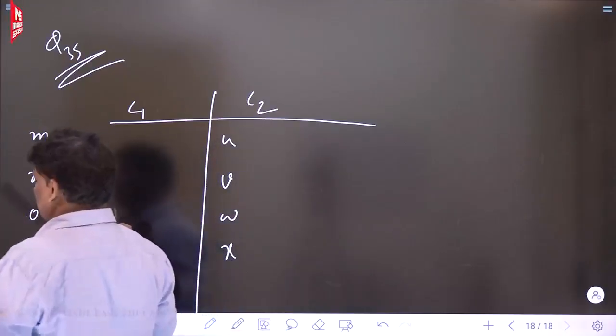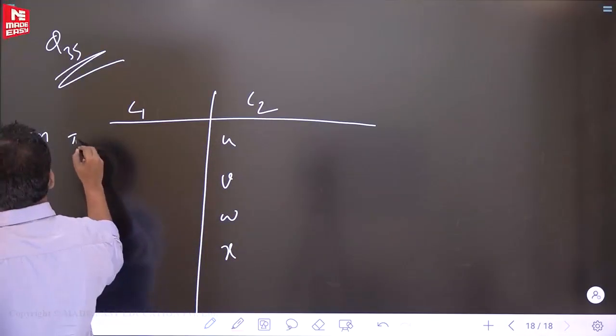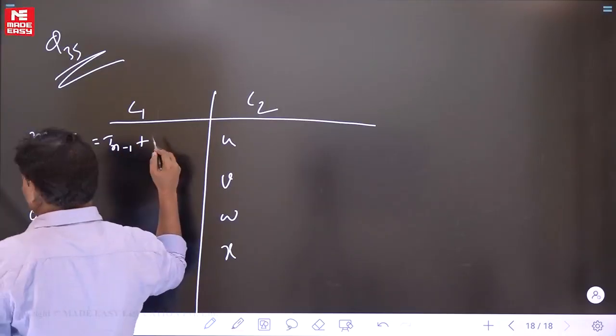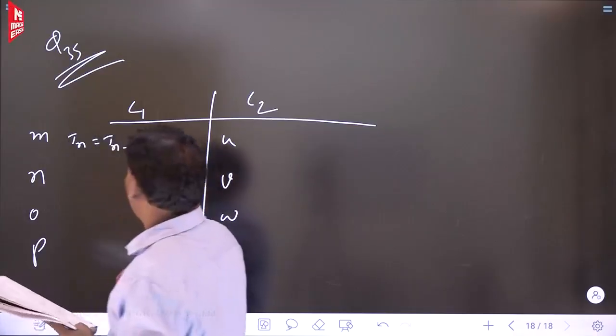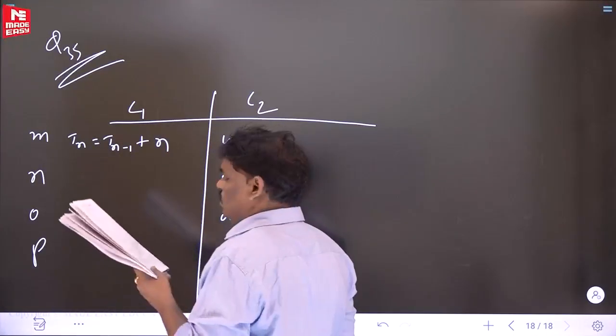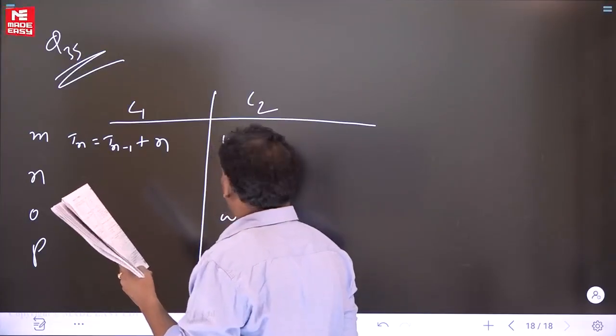I think it is the same recurrence solving. Can you say what is M? M is going to be T of N is equal to T of N minus 1 plus N. What is the answer for this one? It is the sum of n natural numbers, which is n square. So M is going to be n square. Which option? I think W. W is going to be n square.